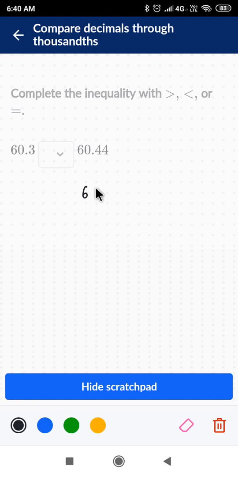60.3 and 60.44. Once you have written the decimals alignment correctly, you will not have any difficulty. 6 is same, 0 is same, 3 is less than 4. Therefore, 60.3 is less than 60.44.